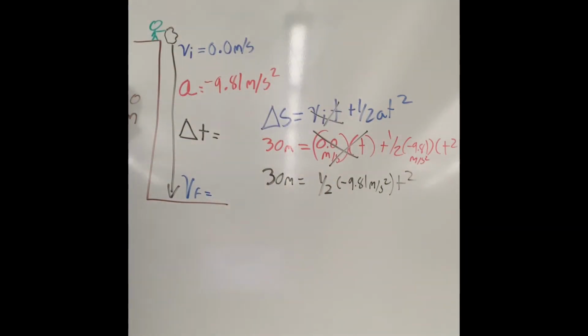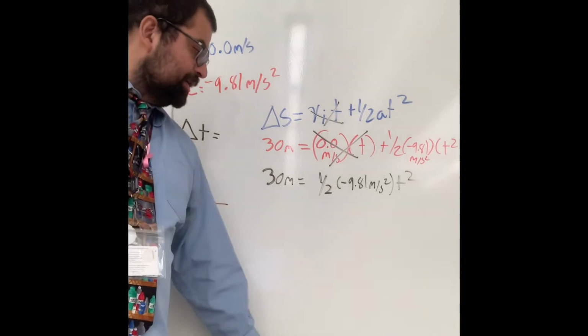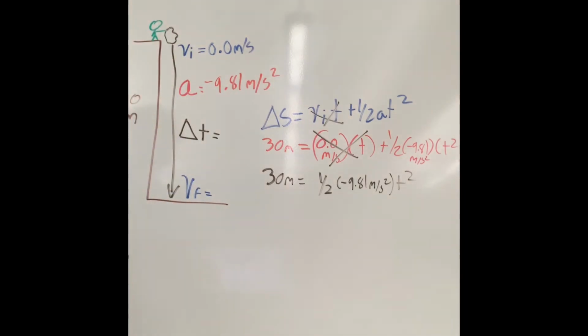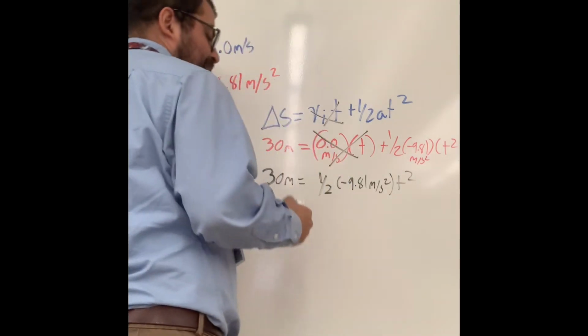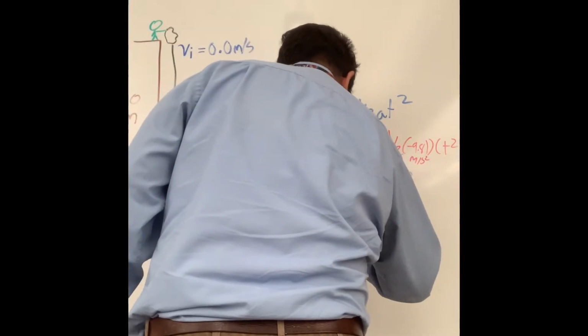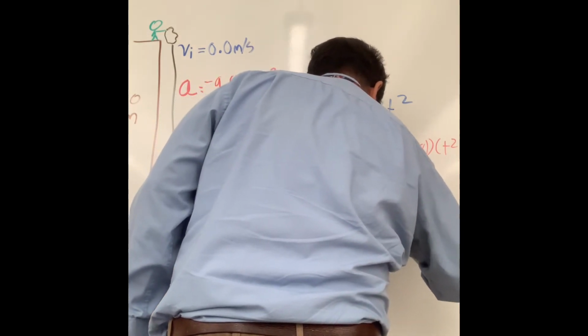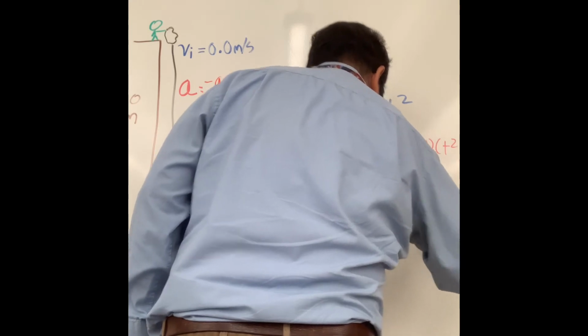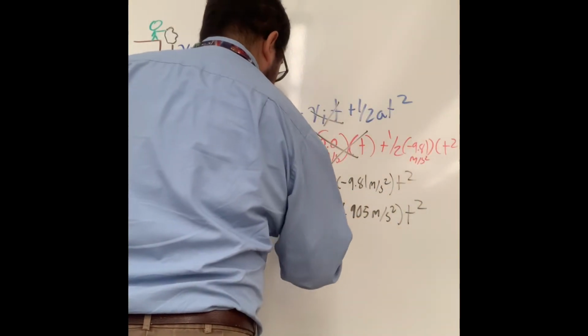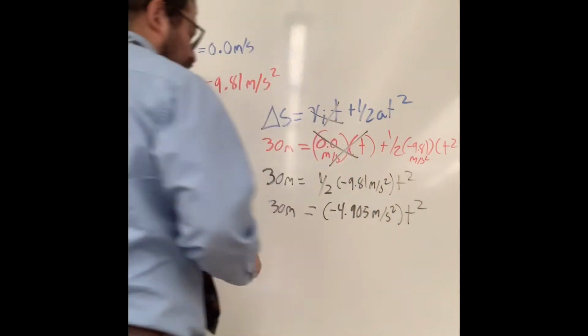Now, that's much easier to work with. You only got one variable. Good, simple, easy. Okay? Now, if we look at this, 1/2 of negative 9.8 is going to come out to negative 4.905 meters per second squared, still times t squared, equals 30 meters.